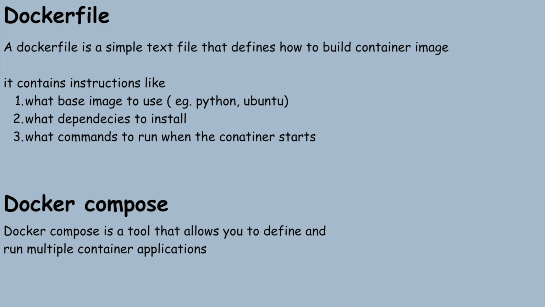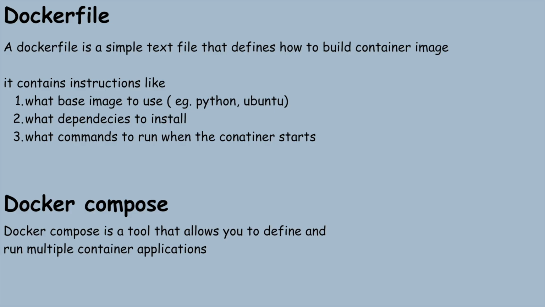Next, Docker Compose. Running a single container is easy, but most real-world applications need multiple containers working together, like a web application container plus a database container plus a caching container. That is where Docker Compose comes in. It is a tool that lets you define and run multi-container applications using a single YAML file. For example, one service for your application, one service for your database, one service for your caching layer. With one command, Docker Compose can spin up all of them together and manage the connections.